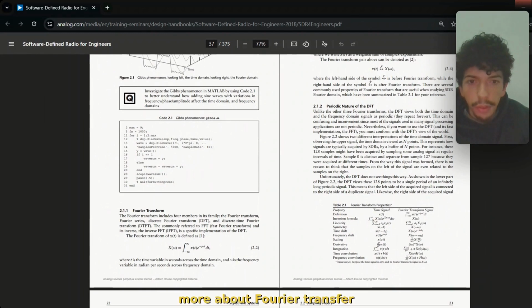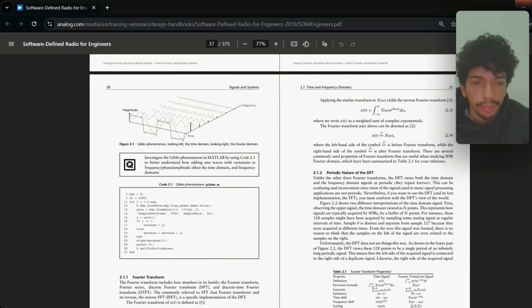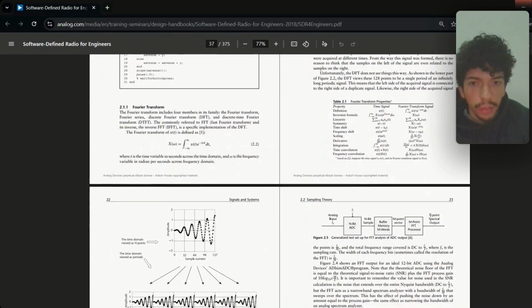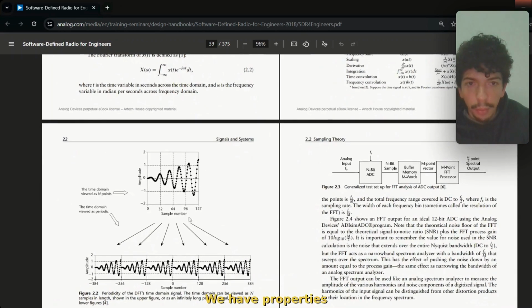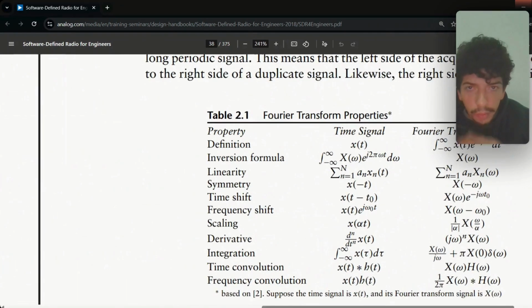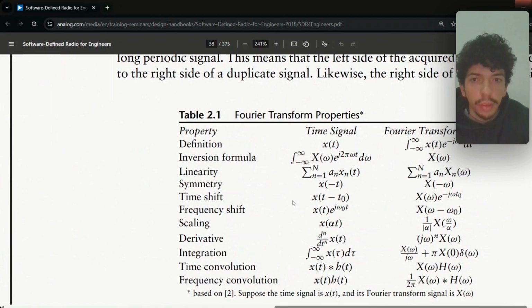More about the Fourier transform and its conceptual mathematics. Okay. Next, we have the properties of the Fourier transform: definitions, inversion formula, linearity, symmetry, time shift, frequency shift, scaling, derivative, integration, time convolution, frequency convolution.